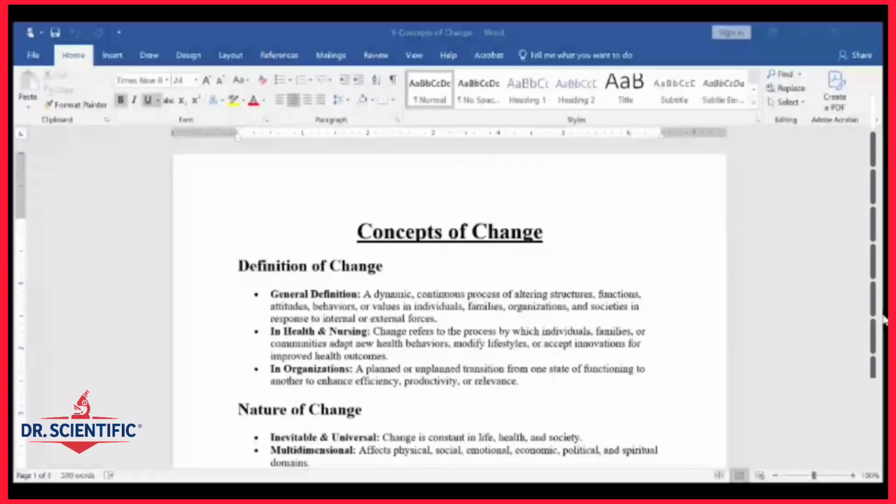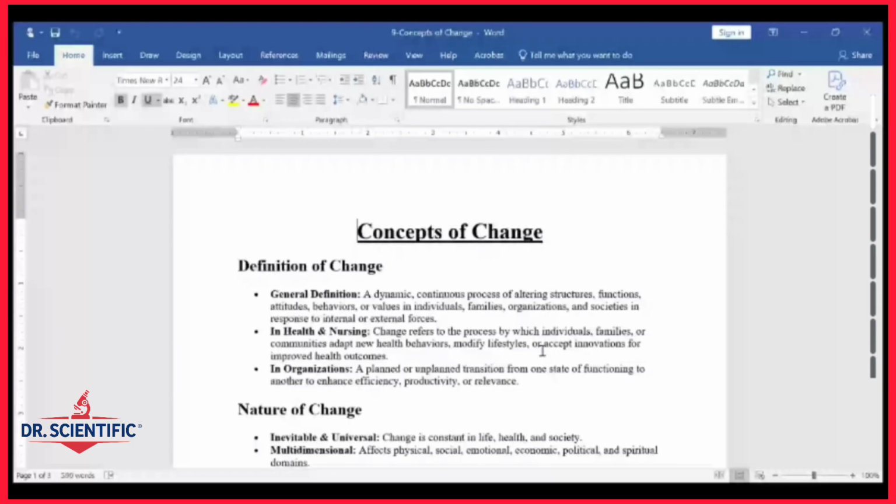So as I was trying to share with you, change, we are saying that it is an ongoing process whereby it involves many entities in terms of structures, functions, and so on, either in a family or in an individual, or you can talk of a community or a society. Now, what about change in health and nursing? Change refers to the process by which individuals, families, or communities adapt new health behaviors, modify lifestyles, and accept innovations for improved health outcomes.